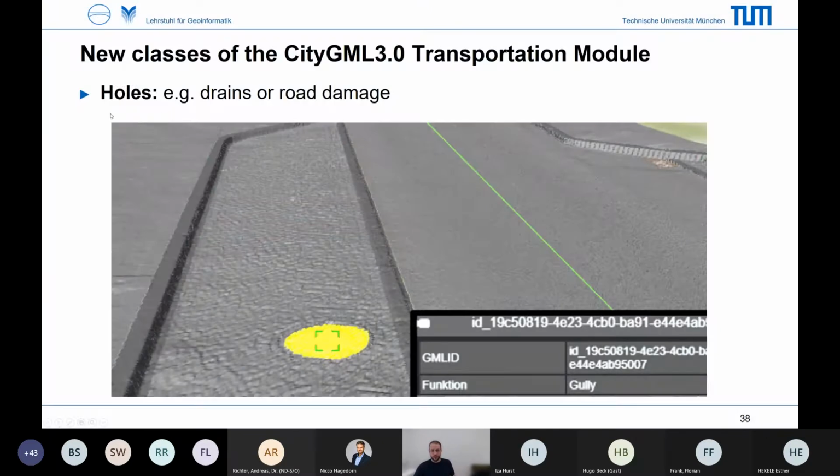Then there's a class called holes in CityGML. This could be used for holes in the surface of a traffic area, for example. And in this example here, you can see a drain, but this could also be used to model roadway damages, for example.